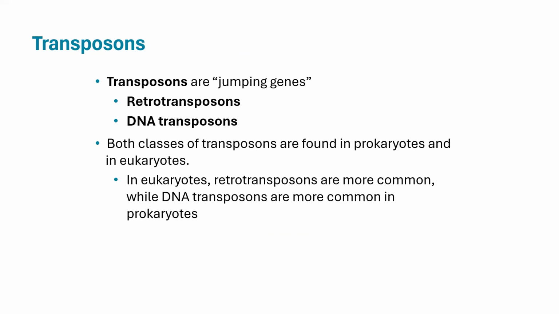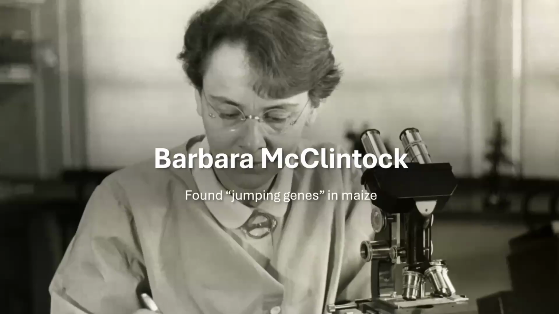Now, our last type of horizontal gene transfer we're going to talk about is transposons or jumping genes. They come in retrotransposon and DNA transposon form. They're both found in prokaryotes, but eukaryotes more commonly have retrotransposons, and DNA transposons are more common in prokaryotes.